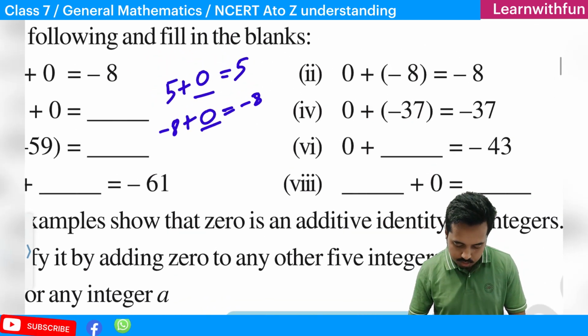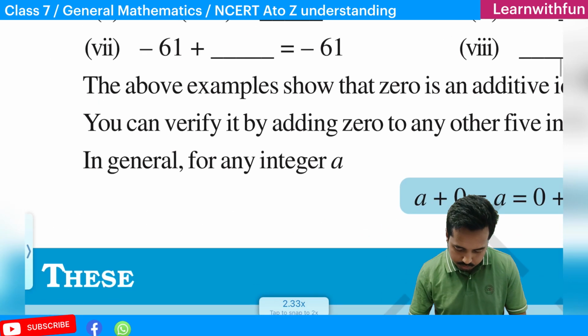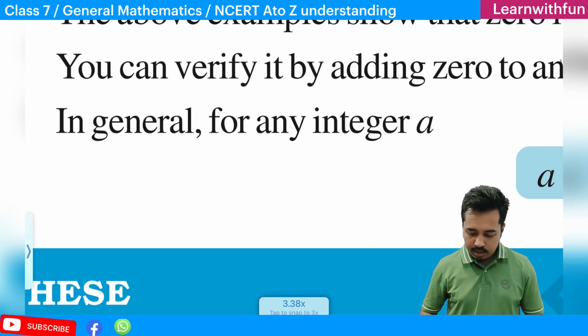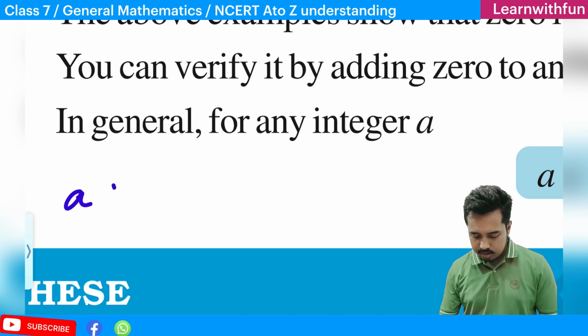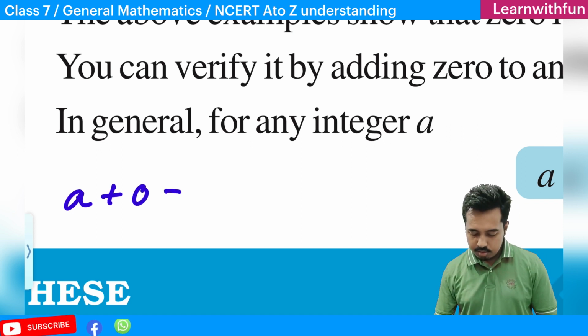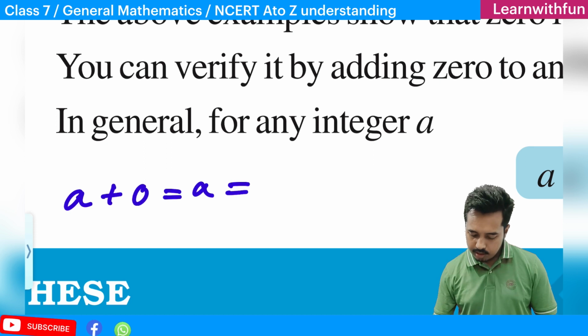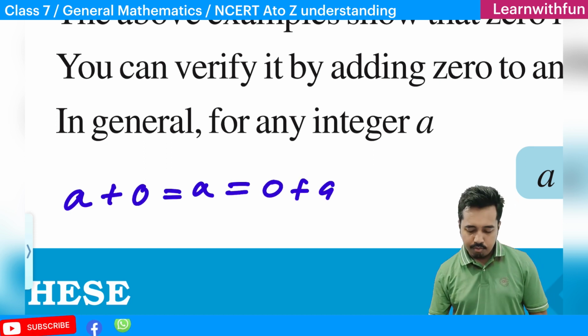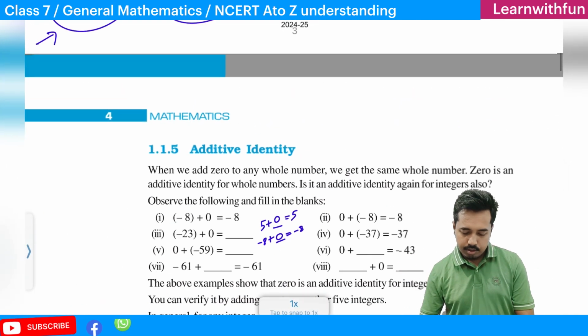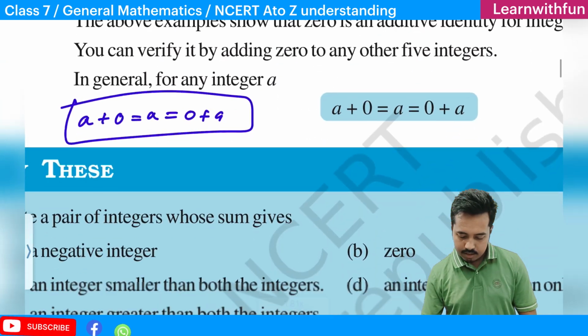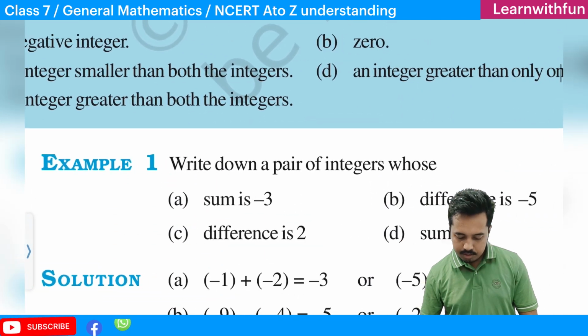So 0 is the additive identity, and for the additive identity we can use an expression like this: if a is an integer, then a plus 0 will give you a, and also 0 plus a will give you a. So this is the mathematical expression for the additive identity property.